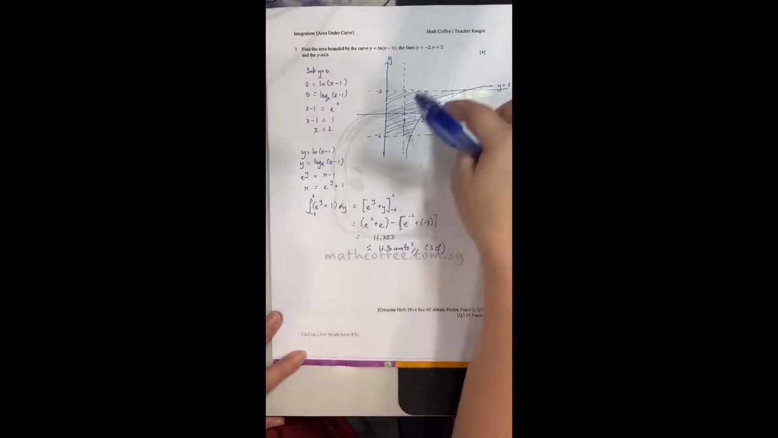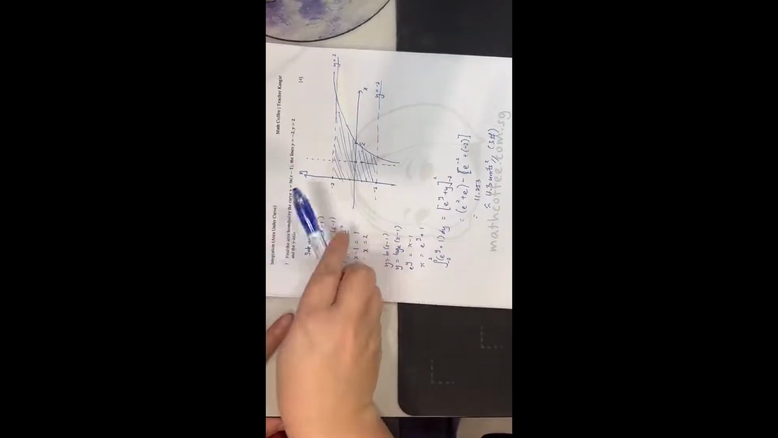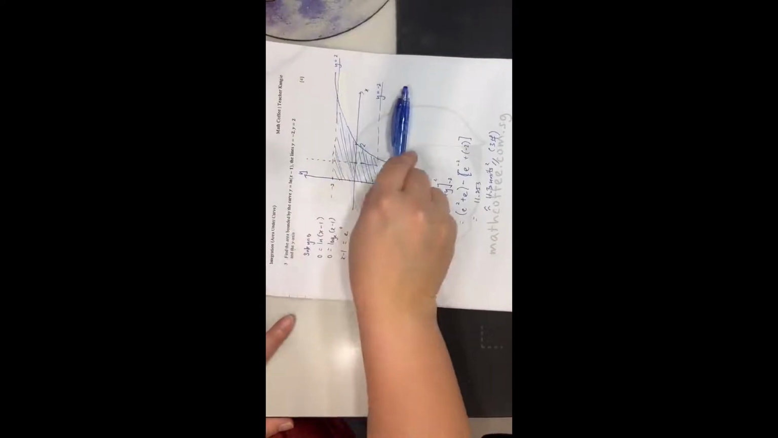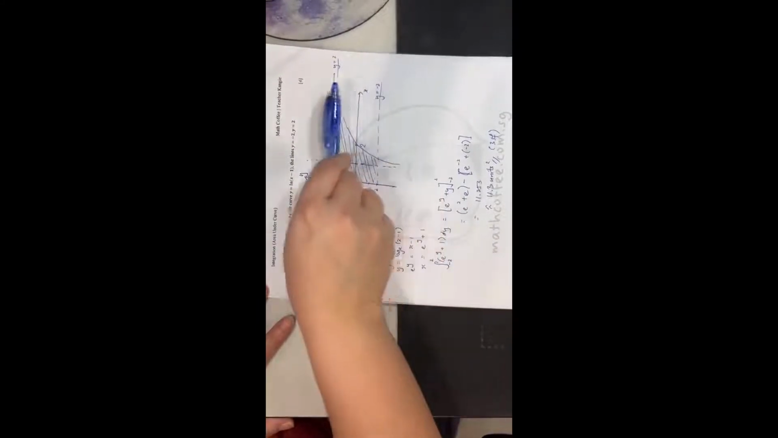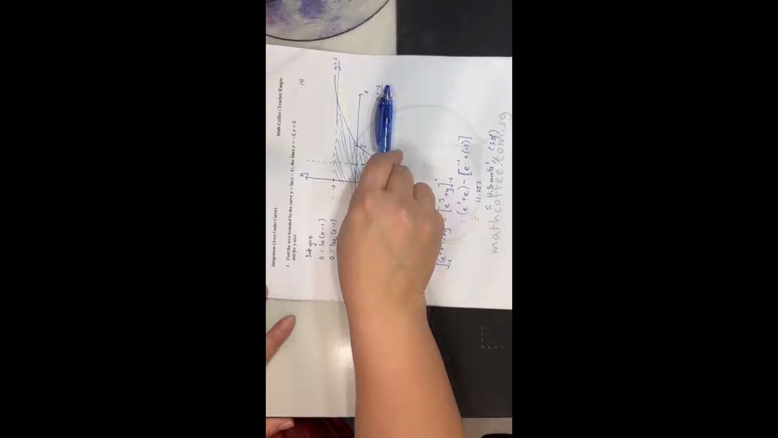2 to minus 2, because you see, you want to sweep from here to here. You always sweep towards the origin. So that means it's sweep from 2 to negative 2.